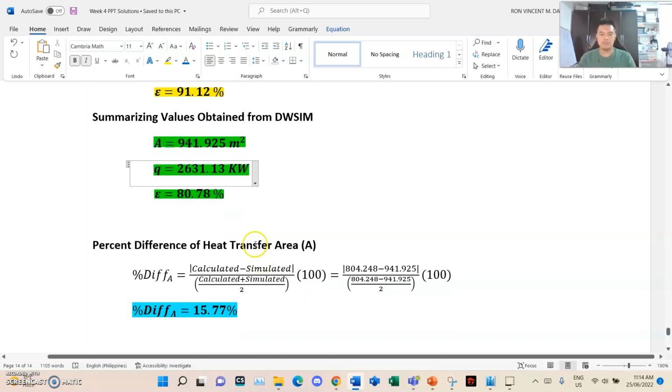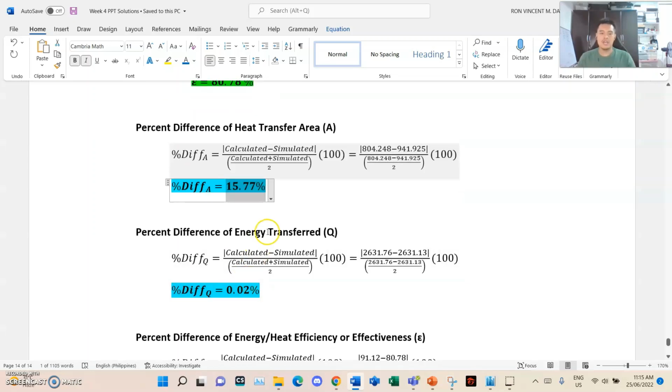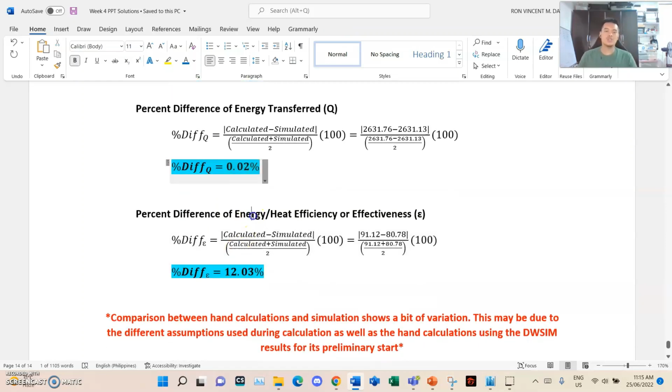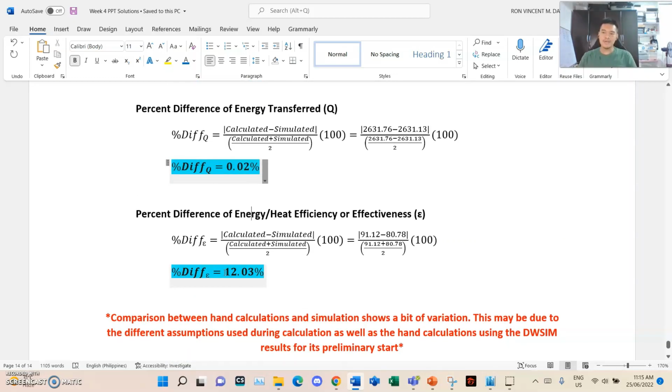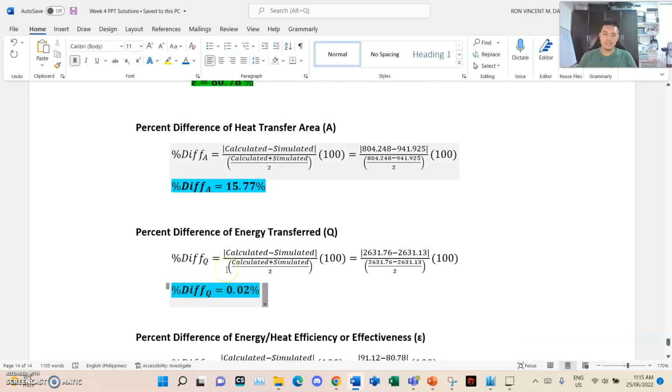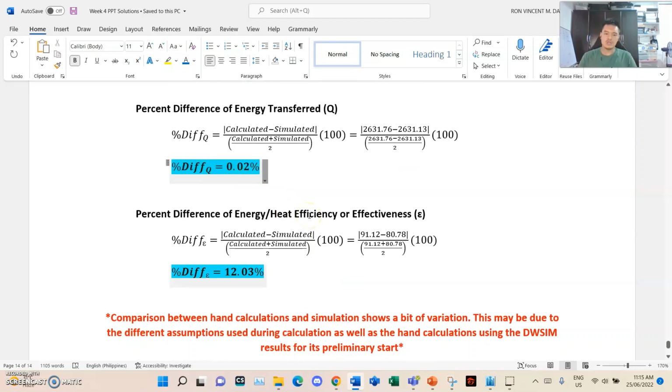So doing a percent difference in terms of heat transfer area, I'd find a percent difference of 15.77%. Quite a bit large. And the percent difference of the energy transferred is around 0.02%, so very, very small. I was surprised when I calculated this earlier. And lastly, the heat efficiency or effectiveness difference is 12.03%, so also quite large. So it might be a suspicious result when the percent difference of the heat transfer area and efficiency is very large compared to the energy transfer, which is very, very small.